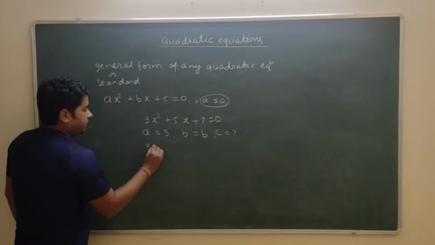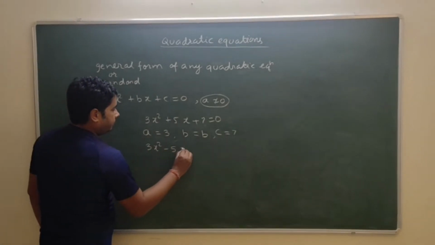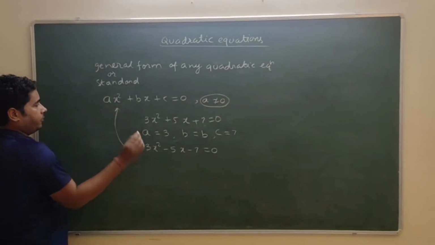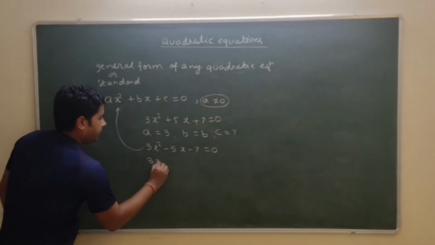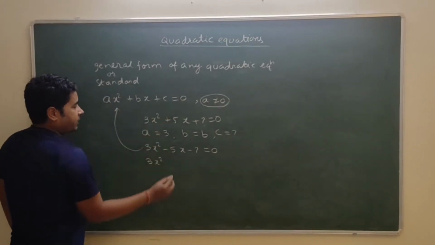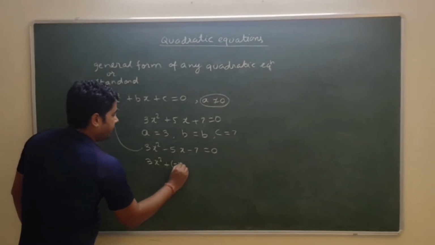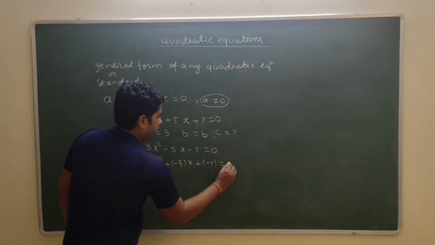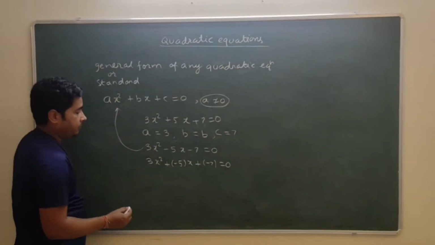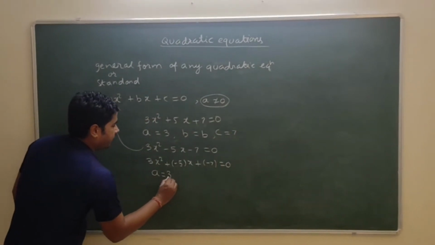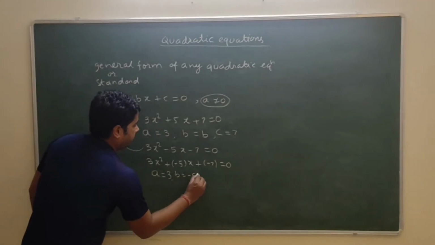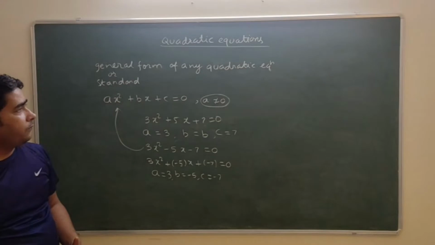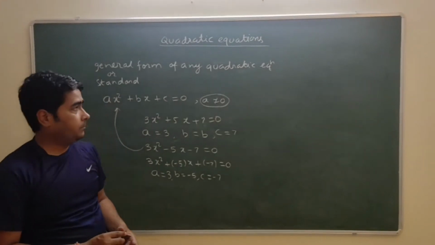If the equation is not like that, first you have to write this in this form. Okay. So this will be 3x square. Now we are having a plus sign in between. So how we will do that? We can do this simplification to get the standard form. After that we can write the value of a, b and c. Okay. So this is the general form of any quadratic equation.